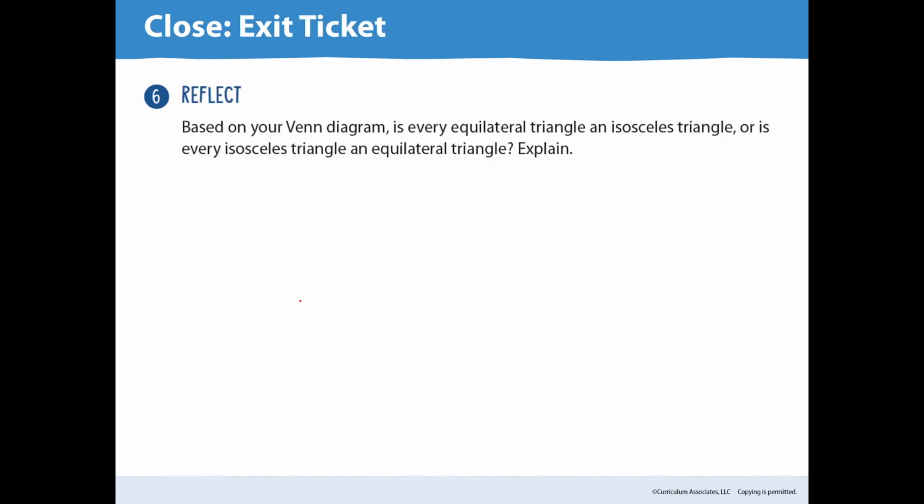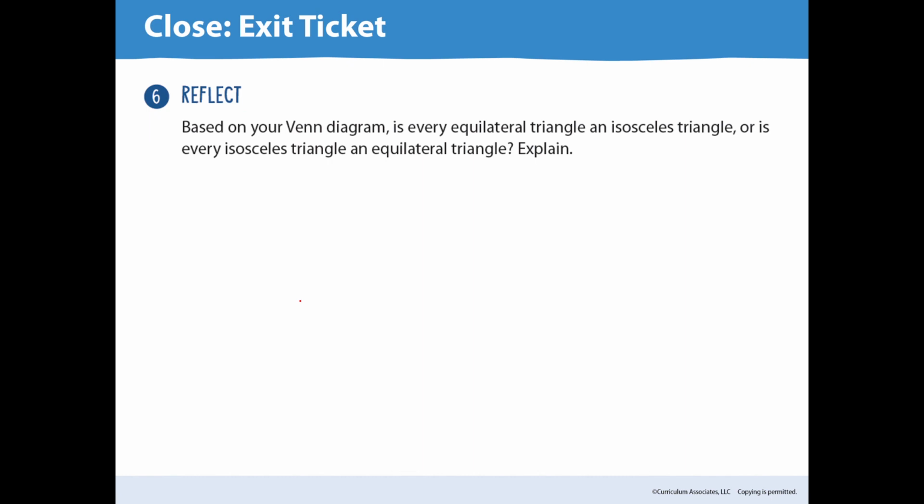Number 6, reflect. Based on your Venn diagram, is every equilateral triangle an isosceles triangle? Or is every isosceles triangle an equilateral triangle? Explain. This is where I'd like you to pause and write down your answer and then press play to check your work.